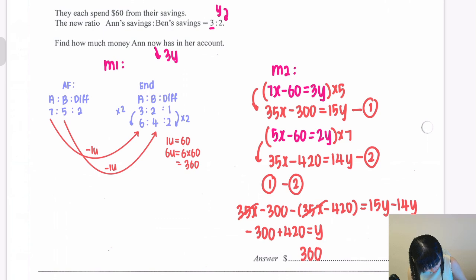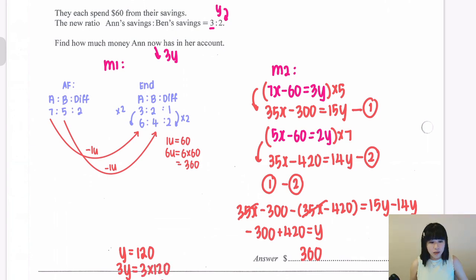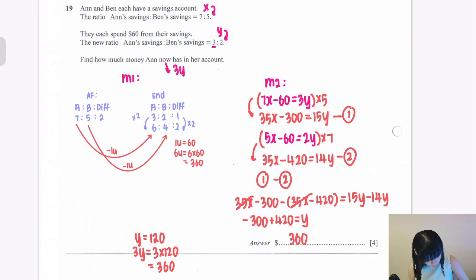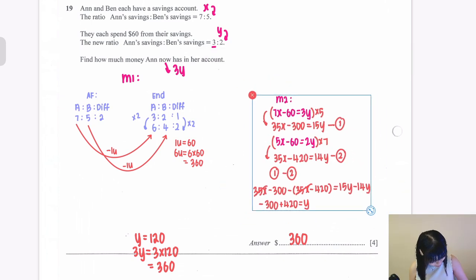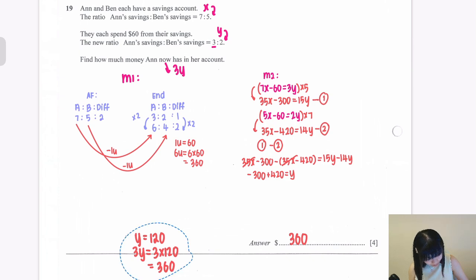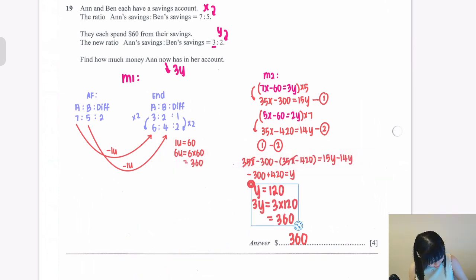Alright, so currently you have y equals 420 minus 300, which is 120. So you want to find 3y, which is 3 times 120, and you get 360. Okay, so it will give you the same answer as well, right? That's another way of doing it. In fact, there are more ways of doing it, but I will just stop at these 2 ways. There are many ways of solving this question.